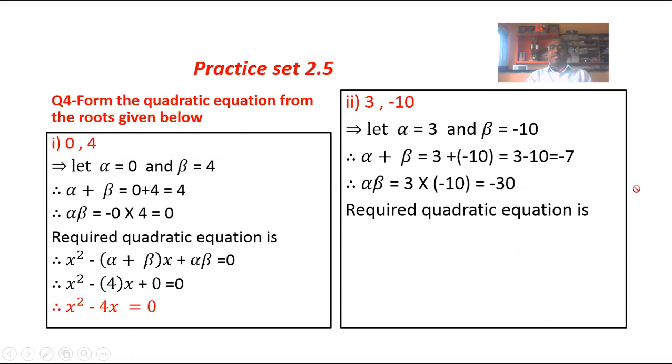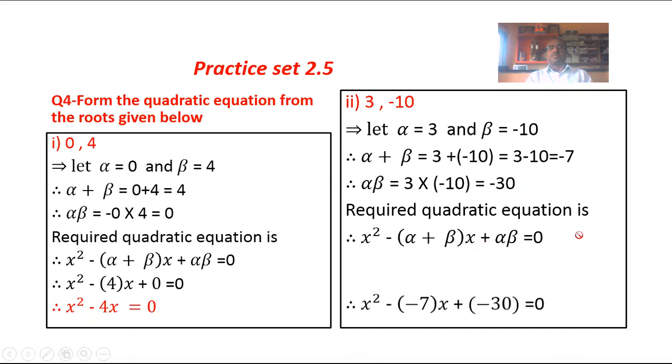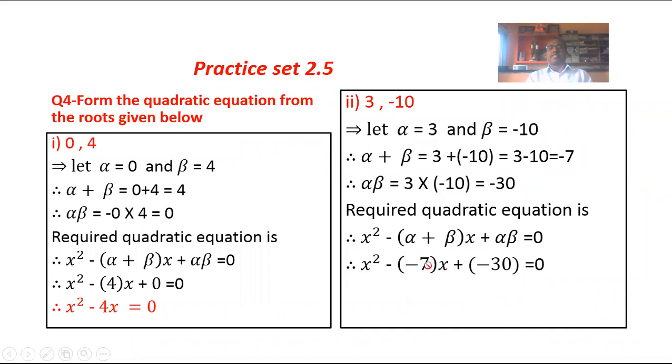The required quadratic equation is x square minus (alpha plus beta) into x plus alpha into beta is equal to 0. Substitute the values: alpha plus beta is equal to minus 7 and alpha into beta is equal to minus 30. Therefore, x square minus of minus 7x plus minus 30 is equal to 0. Here minus minus is a plus, so x square plus 7x minus 30 is equal to 0. This is the required quadratic equation, x square plus 7x minus 30 is equal to 0, obtained from the given roots 3 and minus 10.